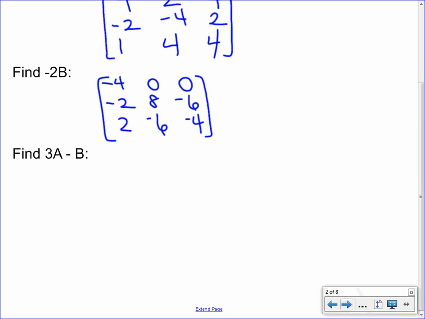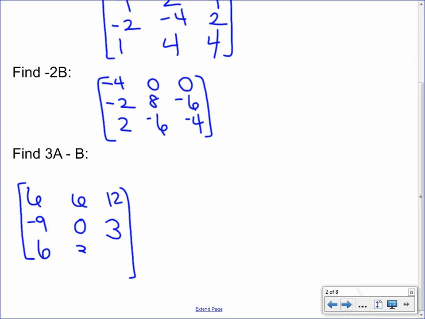Now I want 3A minus B. I think we should do the scalar to A first and then worry about subtracting. So what would 3A be equivalent to? 6, 6, 12. Negative 9. Should this be negative? Yeah. Okay, but everything else is okay?